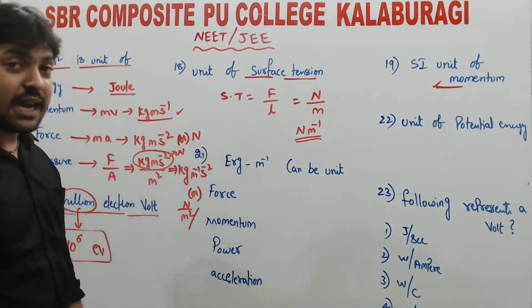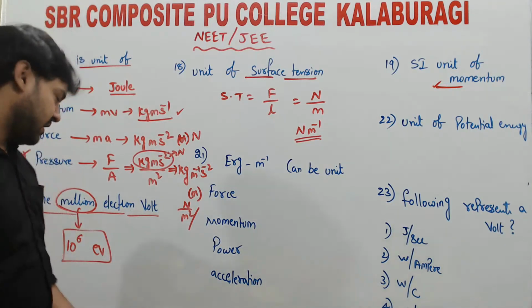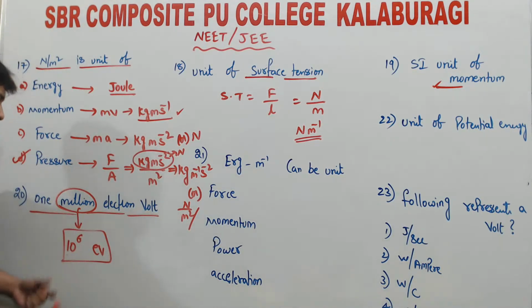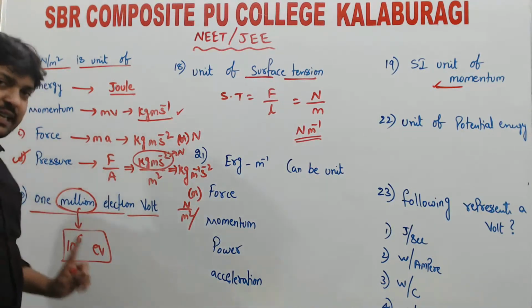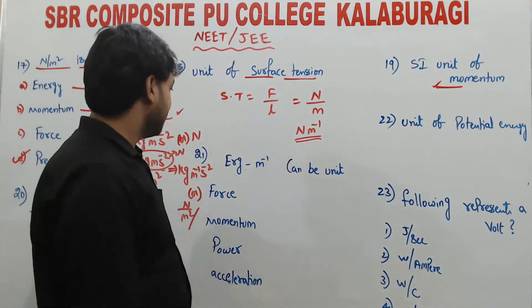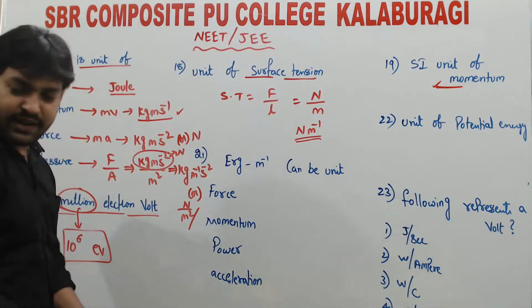Sometimes we call it as a mega electron volt. That also indicates 10 to the power 6 electron volts. So million, 10 to the power 6, in the order we have to write. Okay. So next, 21.